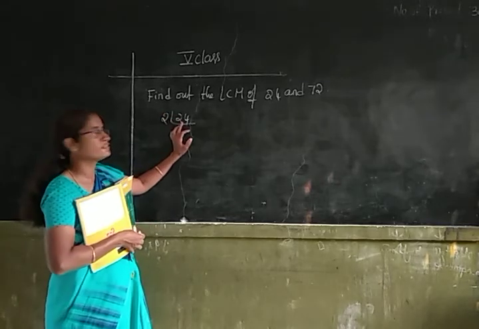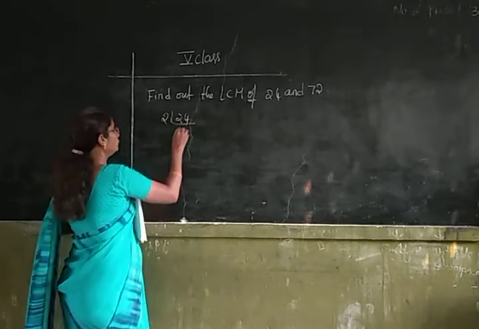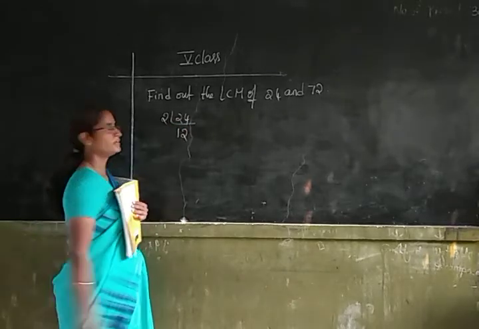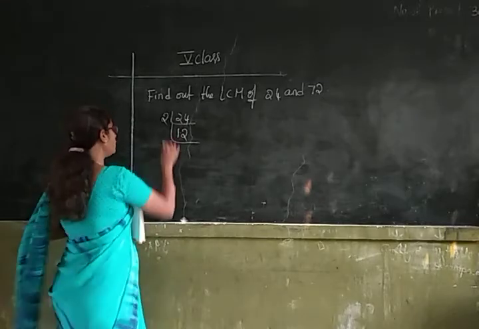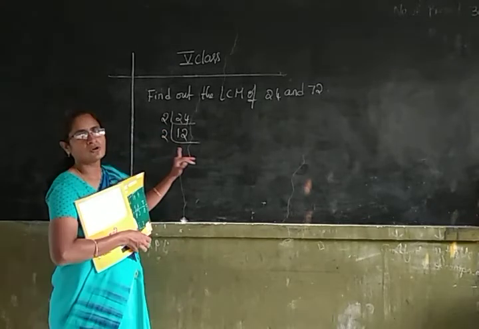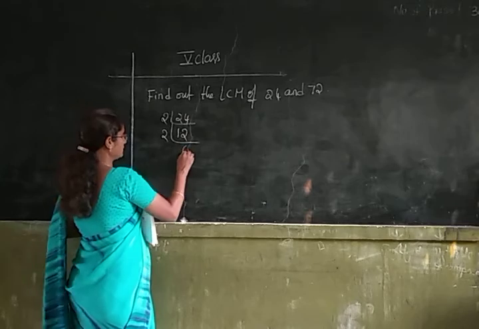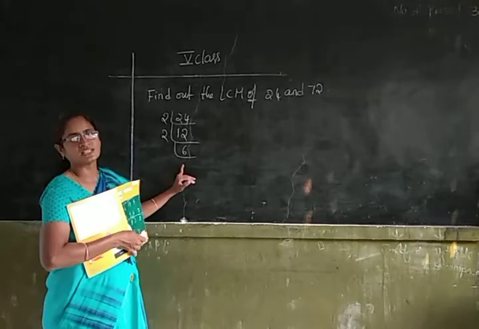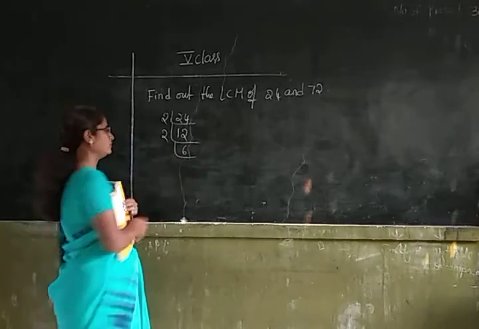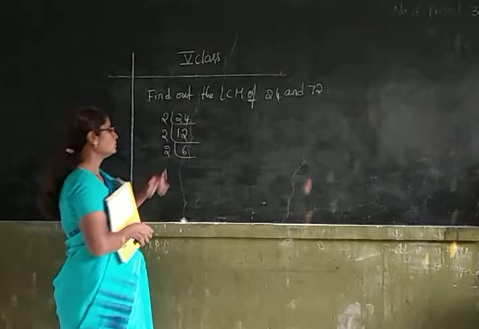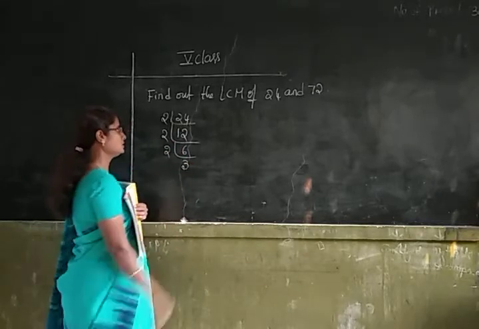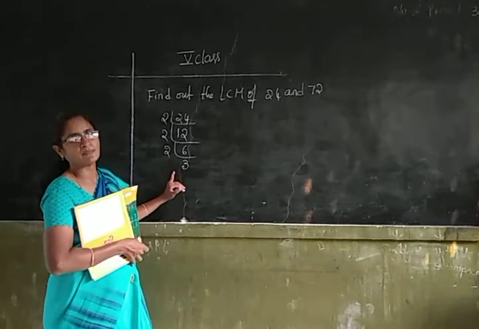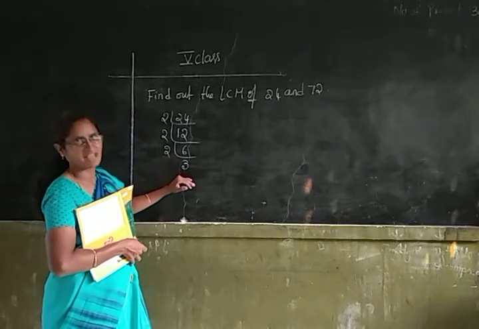How many times does 2 go in 24? 2 goes 12 times in 24. Again, we can find 12 in the 2 table. 2 goes 6 times in 12. We can find 6 in the 2 table. 2 goes 3 times in 6. 3 is a prime number, so we have to stop the factorization here.